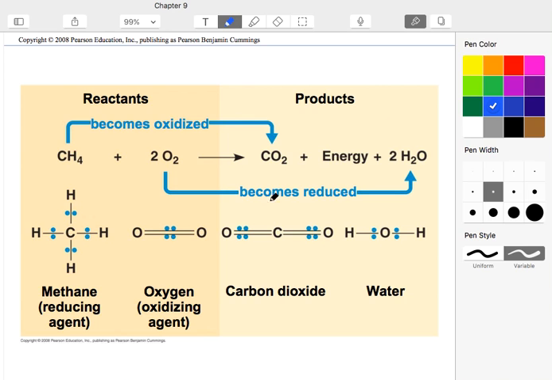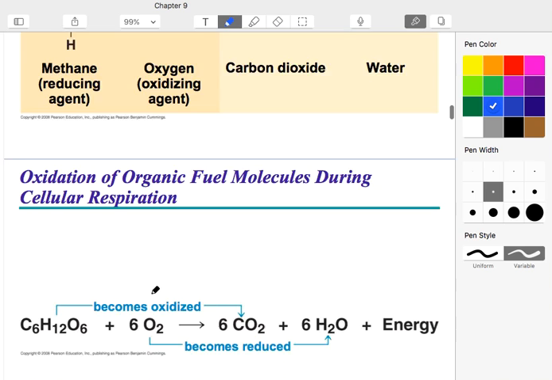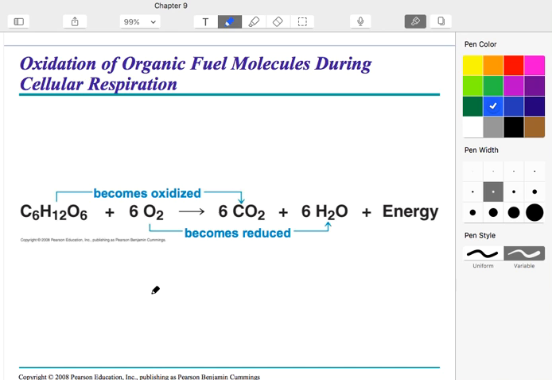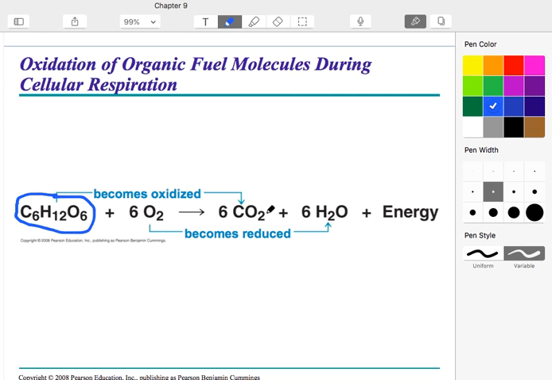CH4 becomes oxidized, that's why it is the reducing agent. And O2 becomes reduced, that's why it is the oxidizing agent. That's just an opposite relationship. Now, finally, our reaction for cellular respiration. This is our organic molecule, in the presence of oxygen, the combustion reaction. So it releases energy in the form of ATP and heat, and you produce 6 moles of CO2 and 6 moles of H2O.